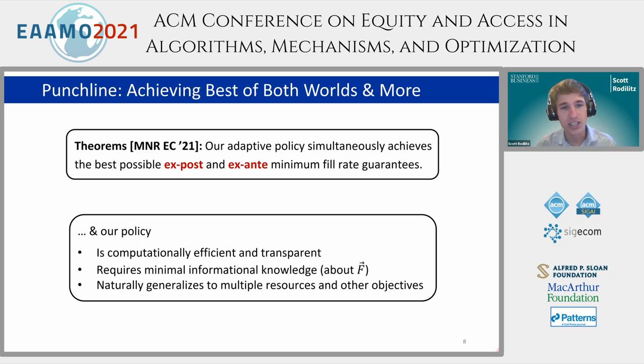Our policy is computationally efficient and transparent. It requires minimal informational knowledge about this joint distribution F, and it naturally generalizes to a few other considerations. And these qualities, I should say, are particularly important in public sector settings, right? Transparency is often a chief objective of these social planners, people who are making allocation decisions. All right, so before introducing our policy, I'm going to start by considering a simpler setting, and that'll give us some intuition behind what is achievable as well as what our policy does.